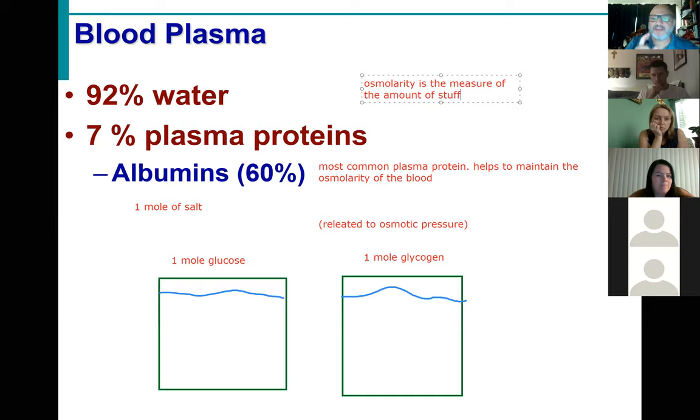So in this case right now, whether it's 1 mole of glycogen, 1 mole of glucose, or 1 mole of ferrets, the osmolarity is going to be the same, because you have the exact same number of things in it. Size doesn't matter. What the thing is doesn't matter. It's the number of things that are dissolved in the water.